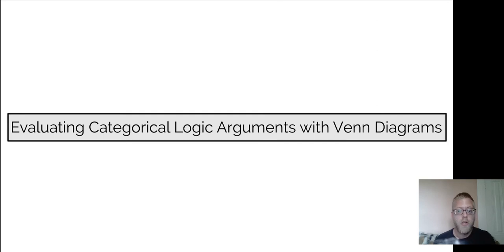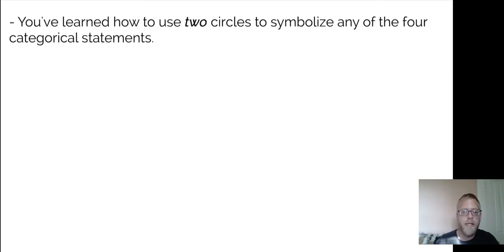Okay, here we go. So we are now going to move on to the main part of all of this categorical logic before we move on to inductive reasoning and fallacies and other good stuff. We're going to finish up this thing this week. So let's go ahead and do it. You're going to learn what you just used, how to symbolize or represent or diagram categorical statements. You're going to use that knowledge to then learn how to evaluate arguments using categorical statements.